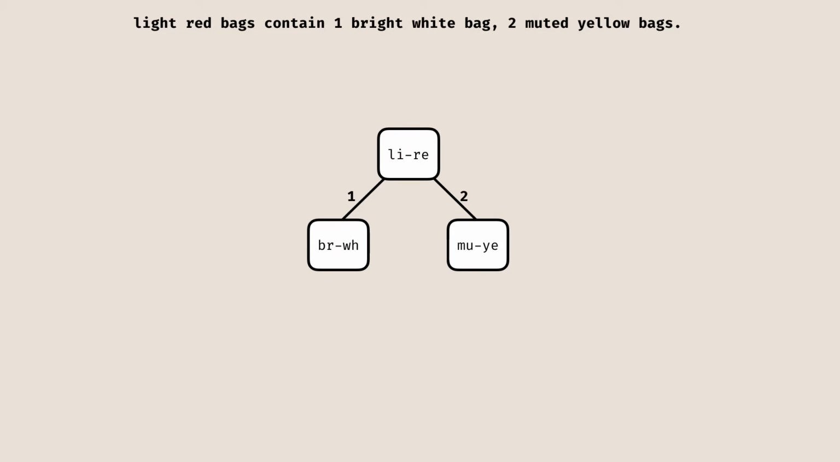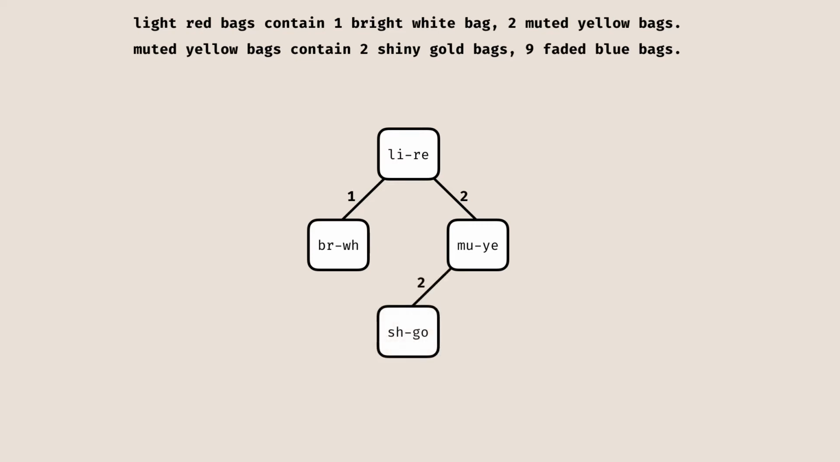Let's start to work in some other statements from our problem input. Let's say I added one more, and I said that muted yellow bags contain 2 shiny gold bags and 9 faded blue bags. I can visualize this similarly by looking at my muted yellow node and listing some children below it. So I need 2 shiny gold bags, as well as 9 faded blue bags. Cool. So of course, you can build a graph using all of the lines in your input file.